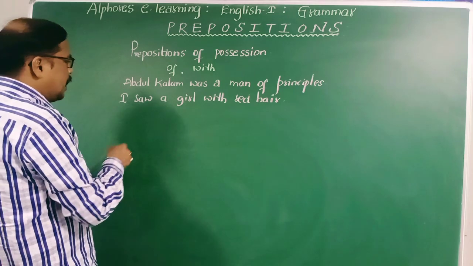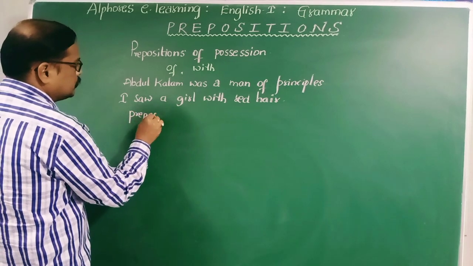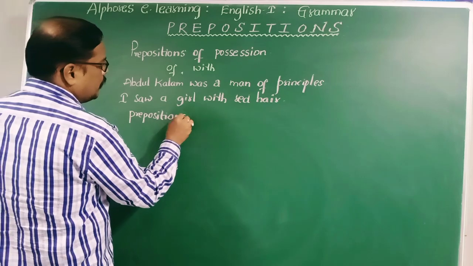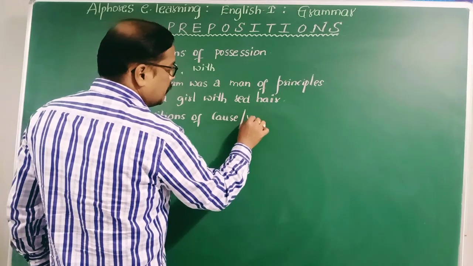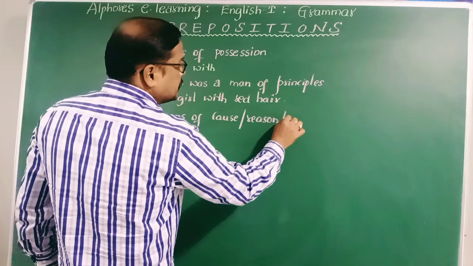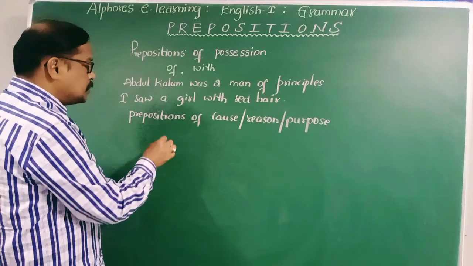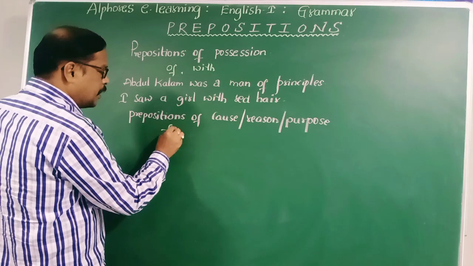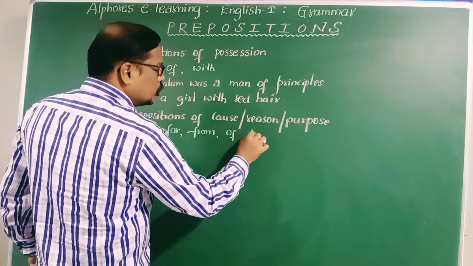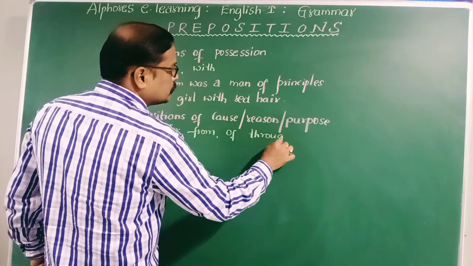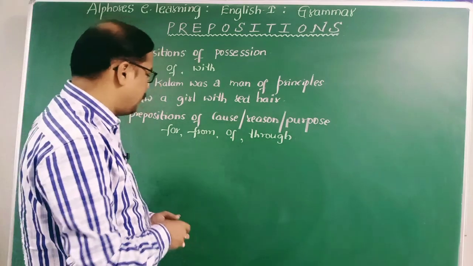And then we take one more, that is prepositions of cause, reason, purpose. Okay, so we can take for this: for, from, of, through. These are the prepositions of cause, reason, purpose.